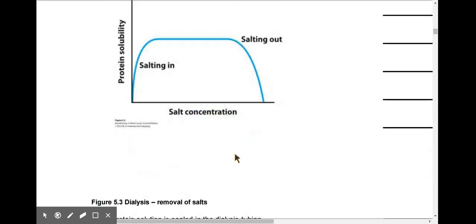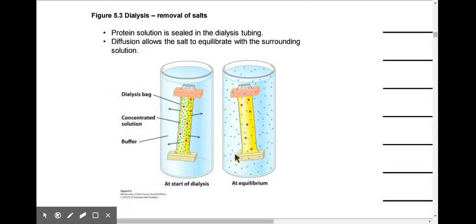Then we want to get the salt all out, and we can do that with dialysis. So we put our protein mixture, the proteins are represented by these red spheres, and the salt by these little blue spheres, into dialysis tubing, which seals top to bottom. And by diffusion, the salt will diffuse out of the pores of the dialysis tubing, which are too small for the protein to diffuse at all. And so now we have gotten most of the salt out of that solution.